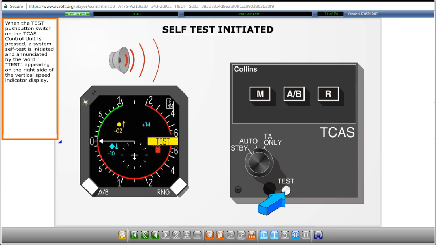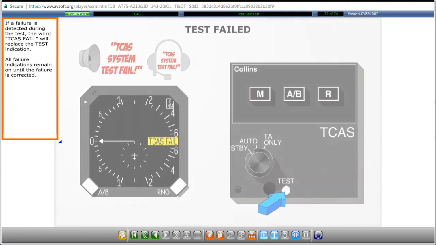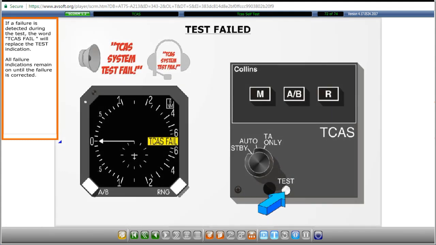When the test push-button switch on the TCAS control unit is pressed, a system self-test is initiated and enunciated by the word test appearing on the right side of the vertical speed indicator display. If a failure is detected during the test, the words TCAS failure will replace the test indication. All failure indications remain on until the failure is corrected.